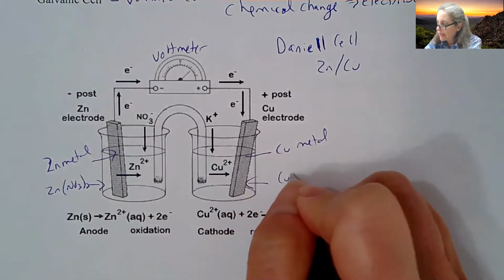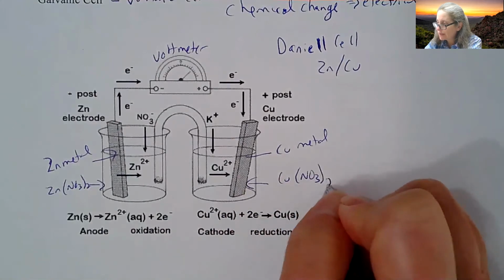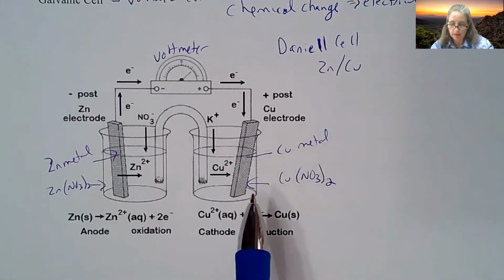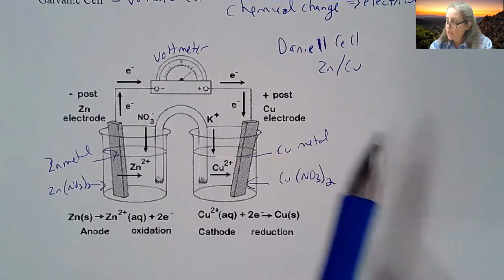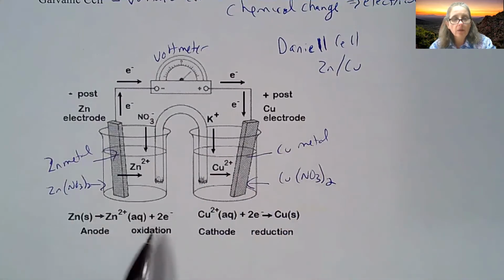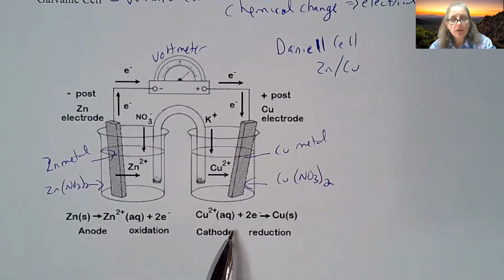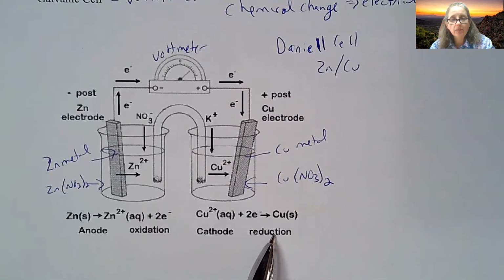And in here I have some kind of copper solution. It could be any copper solution, but it is copper 2. So this side is my anode. This is undergoing oxidation. On the right is the cathode, undergoing reduction.